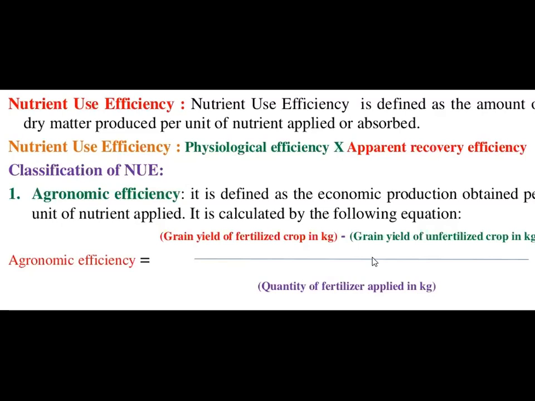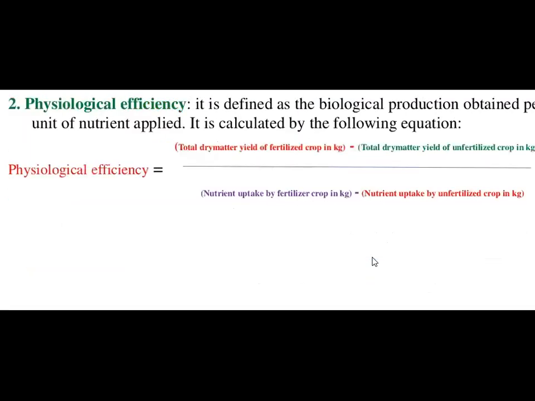Agronomic efficiency can be defined as the economic production obtained per unit of nutrient applied, and it is calculated by the equation: agronomic efficiency is equal to grain yield of fertilizer-applied crop in kilograms minus grain yield of unfertilized crop in kilograms, divided by quantity of fertilizer applied in kilograms. It is agronomic efficiency. Then next, physiological efficiency.